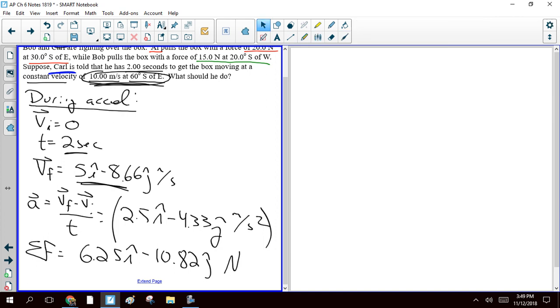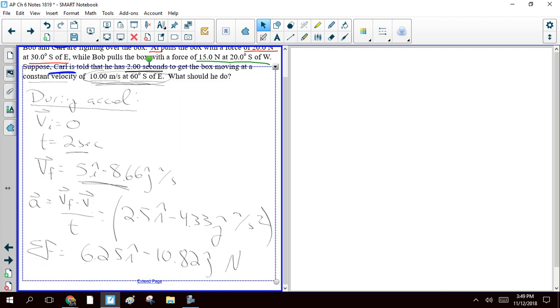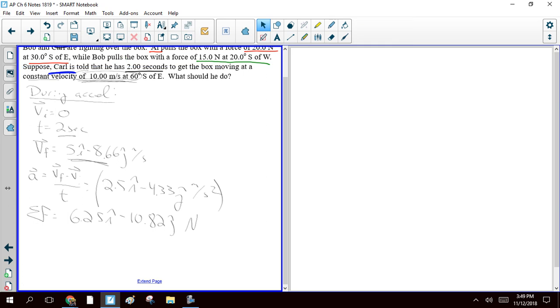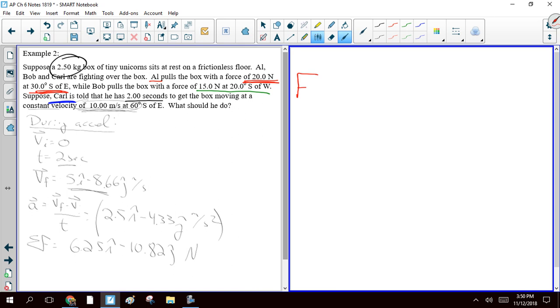So now, what else does it tell us? Now what we need to do is figure out what's going on with Al and Bob. The problem tells us that Al pushes with 20 newtons at 30 degrees south of east. So the force of Al, split up into components, is 17.32i minus 10j newtons.